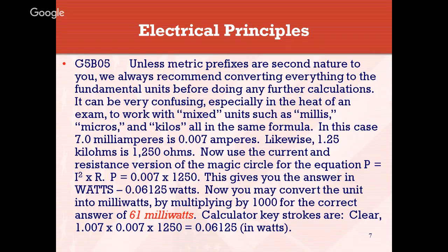Likewise, if you have 1.25 kilo-ohms, move that a little bit to the right, and you get 1,250 ohms. So now use the current and resistance version of the magic circle for the equation. Power is equal to current squared times resistance. In this case, power is equal to 0.007 squared times 1250, and this gives you the answer in wattage, which is 0.06125 watts. And of course, if you move the decimal point to the right three places, you come out with 61 milliwatts. And there's your keystrokes on that.